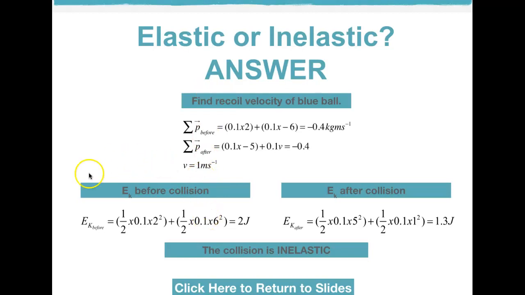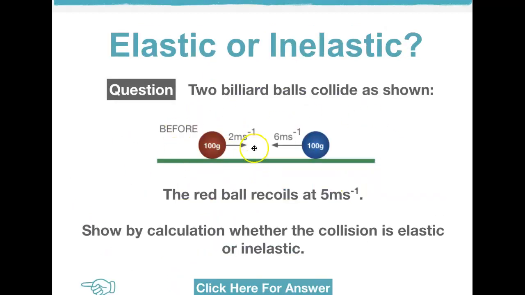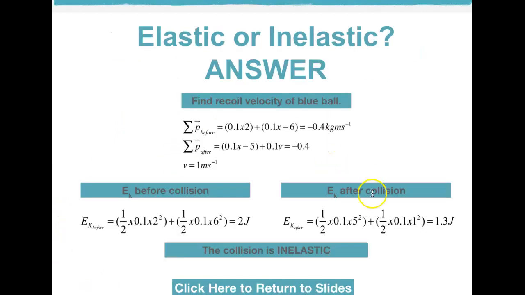Then you work out the kinetic energy before the collision, the kinetic energy of the blue ball, this one, plus the kinetic energy of this one. Then you find out the kinetic energy of both of those balls together after the collision. Half mv squared of the red one, half mv squared of the blue one, and add it. What we can see here is that the arrangement had 2 joules of kinetic energy before and 1.3 joules of kinetic energy after. So it is an inelastic collision.